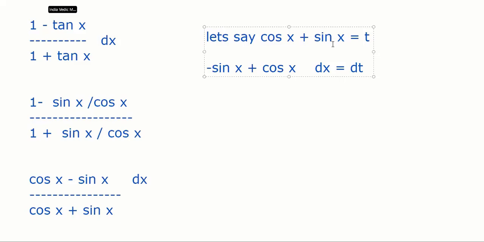you can see directly cos and minus here. Your numerator is the derivative of the denominator or not? It is directly visible, so you don't need all this. Take cos x plus sin x as t and differentiate: minus sin x plus cos x comes, and minus sin x plus cos x is our numerator, right?